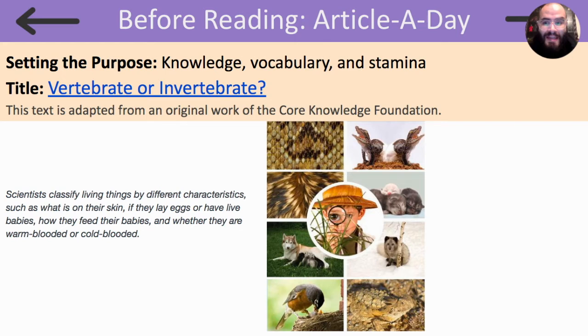Let's get started with our article a day. Vertebrate or invertebrate? Look at the image. What do you see? I see a lot of different types of animals. And then I see someone in the middle with a magnifying glass. Let's read the caption to find out more. Scientists classify living things by different characteristics, such as what is on their skin, if they lay eggs or have live babies, how they feed their babies, and whether they are warm-blooded or cold-blooded. It looks like we're going to investigate different types of animals.